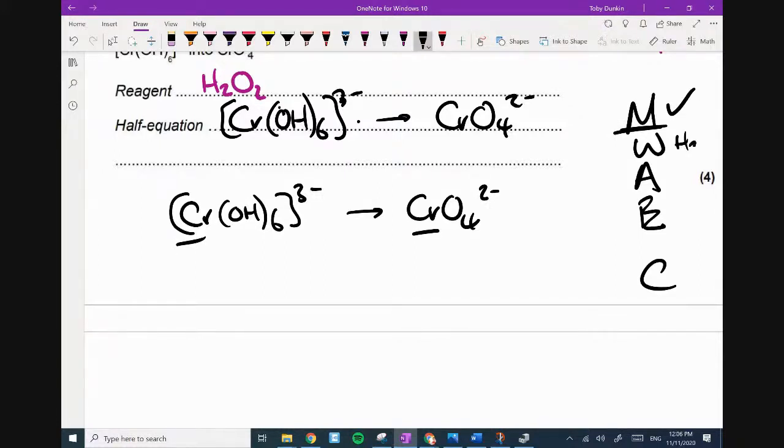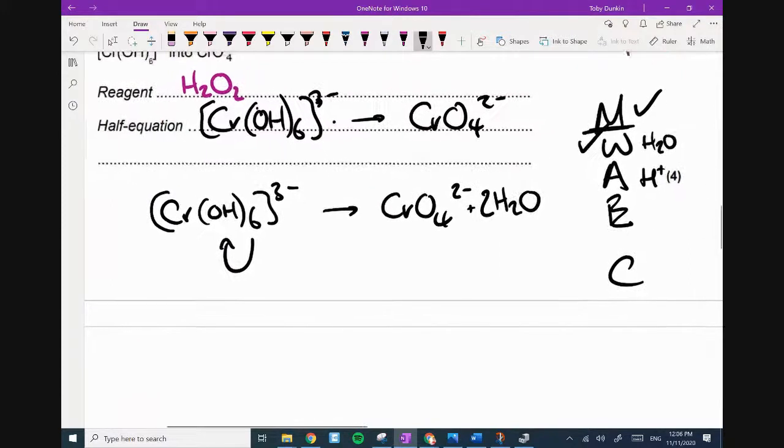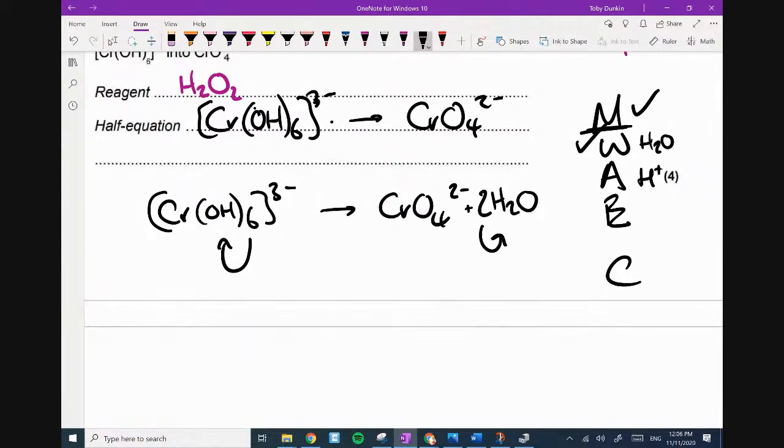Water is for oxygen. So I've got 6 oxygens here, but only 4 oxygens there. So I need 2 H2Os on that side. Right, now I've done the oxygens with water. Now I can do the acid. And acid, of course, is H plus for hydrogens. So on this side, I've got 6, but on this side, I've only got 4. So I'm going to have to add H pluses to this side. I'm going to add 2 of them. Right, I've done my acid.